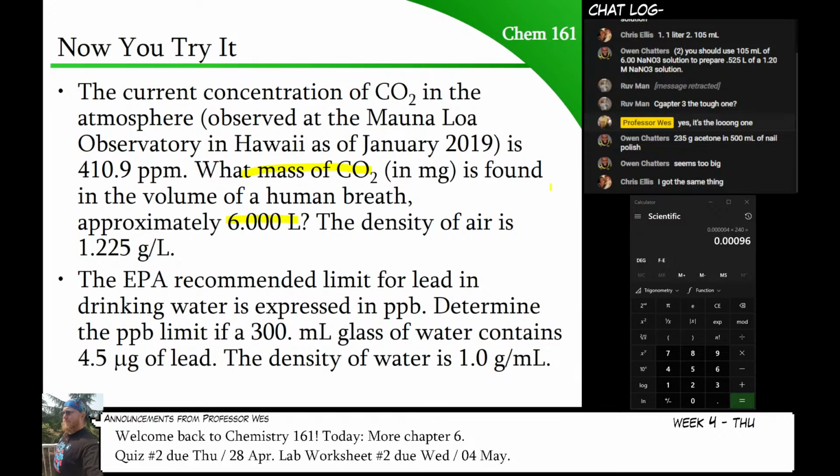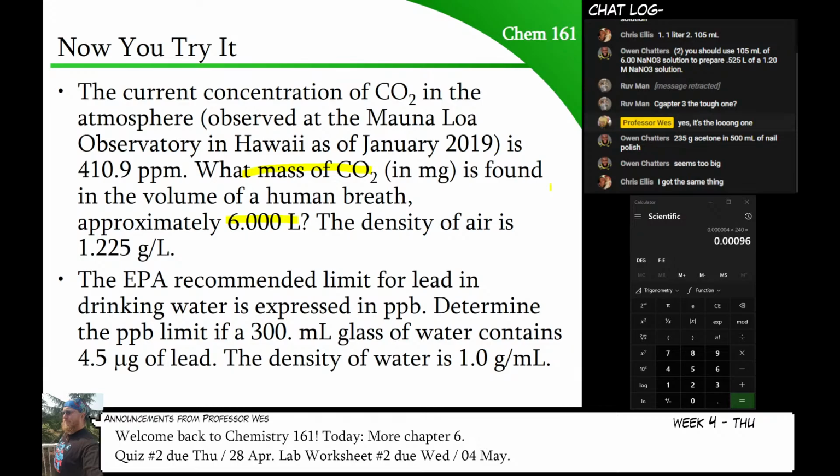And then the second problem, the EPA recommended limit for lead is some number of parts per billion. Let's suppose that a 300 milliliter glass of water has 4.5 micrograms of lead, and it is exactly at the EPA recommended limit. What is that limit in parts per billion?